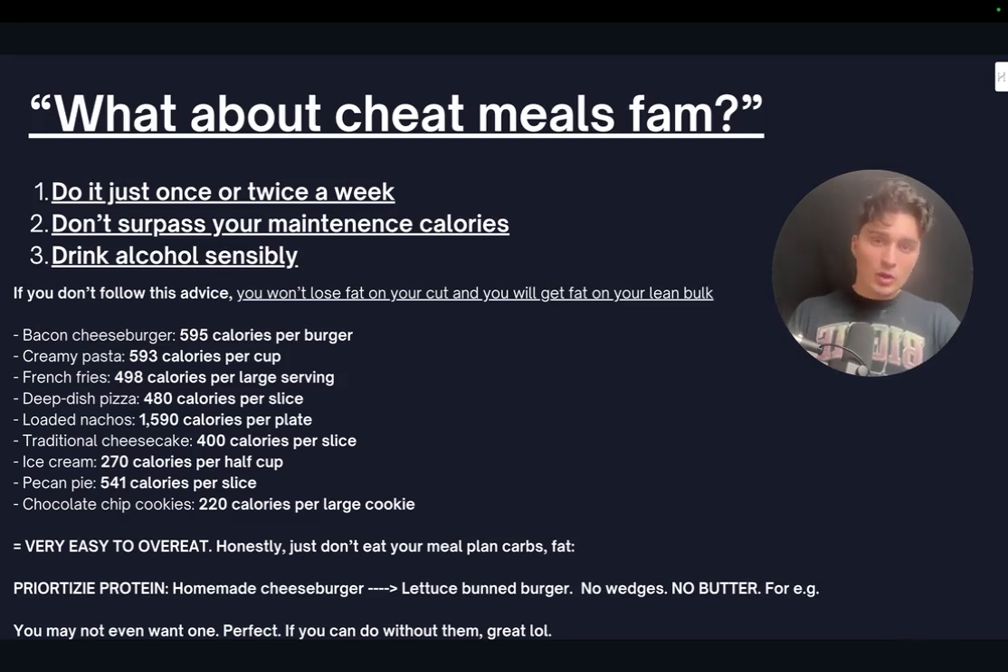You may not even want a cheat meal. Okay? This is for only people who enjoy cheat meals and who can control their cheat meals, and it helps them stick to their diet. But if you don't even want one, then don't have one, obviously. Only have one when you feel like, yeah, I'll do a cheat meal today.